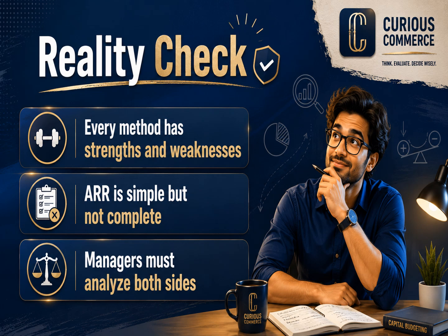Why is it called an incomplete method? Because ARR ignores some important financial realities like time value of money, timing of profit, and cash flow importance. So, managers should never blindly rely on the method. A wise manager compares the different techniques before taking the final decisions. That is why financial management is not just mathematics, it is intelligent decision making.